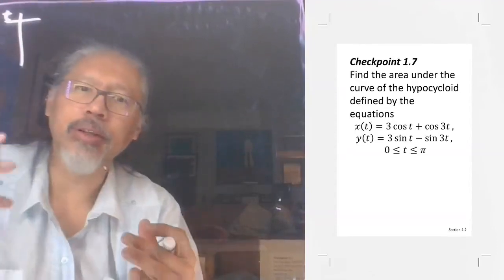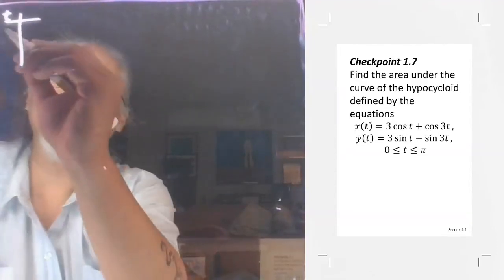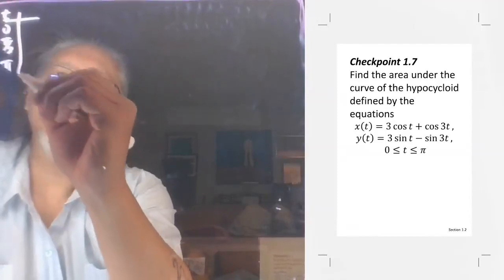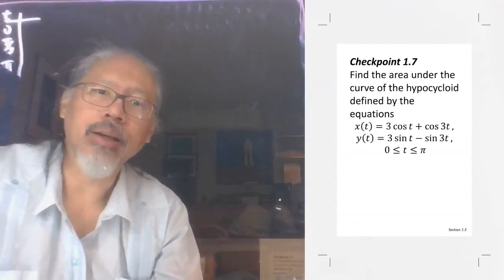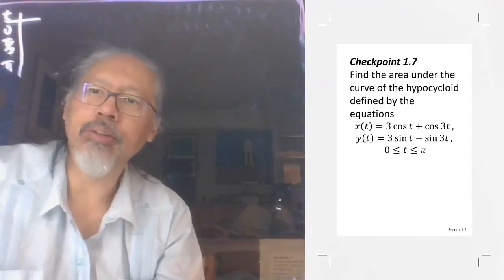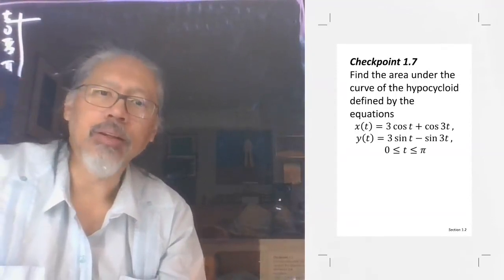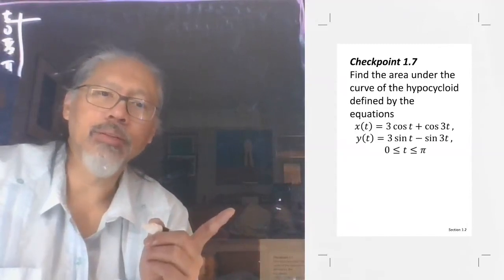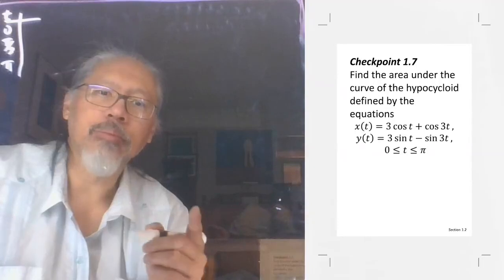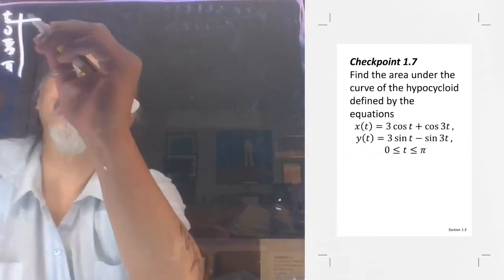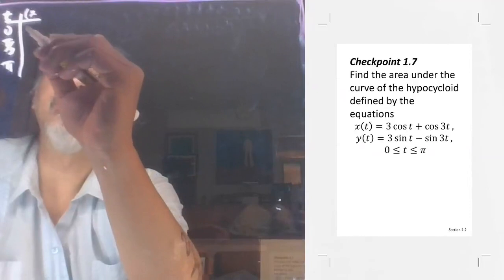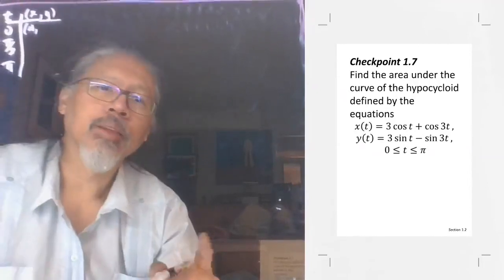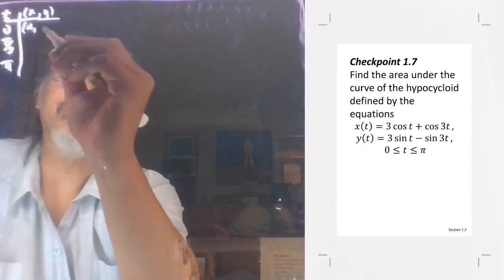I don't want to do the whole thing, but we're going to go from 0 to pi, so it might be worth examining what happens at 0 and at pi, and maybe just one more point in the middle, pi over 2. Alright, let's put 0 in there. For the x value, the cosine of 0 is 1, and so it'd be 3 plus 1 is 4. So the x value is going to be 4, and then the y value is 0 minus 0, so it's 4, 0.